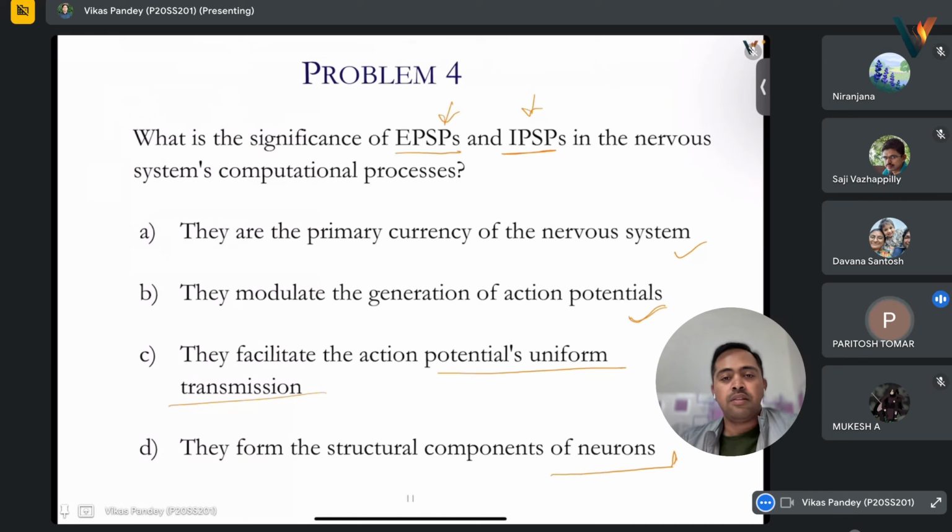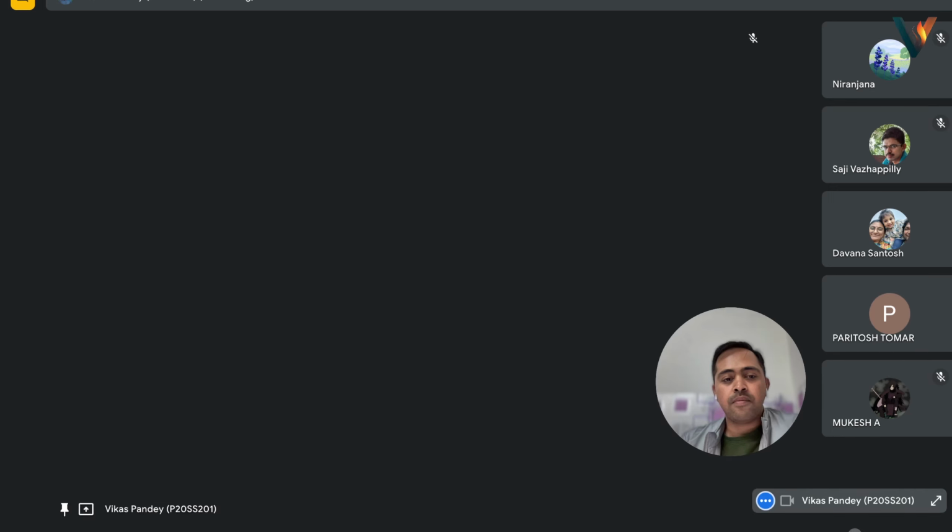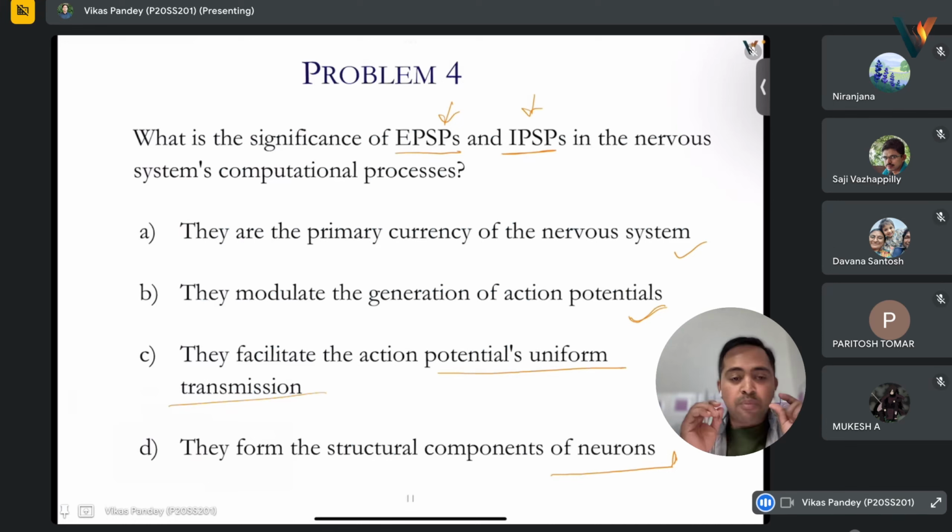B. They modulate the generation of action potential. And how? By increasing or decreasing the potential values, and subsequently that will affect the formation of action potential. They modulate, because modulation means they are changing or controlling the generation. So suppose an action potential was about to happen, but if an IPSP occurs, it might not let the action potential happen.